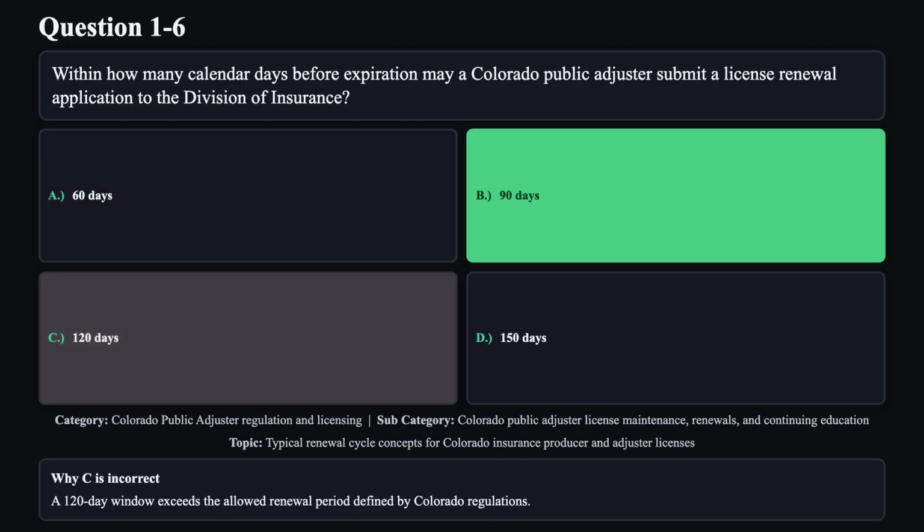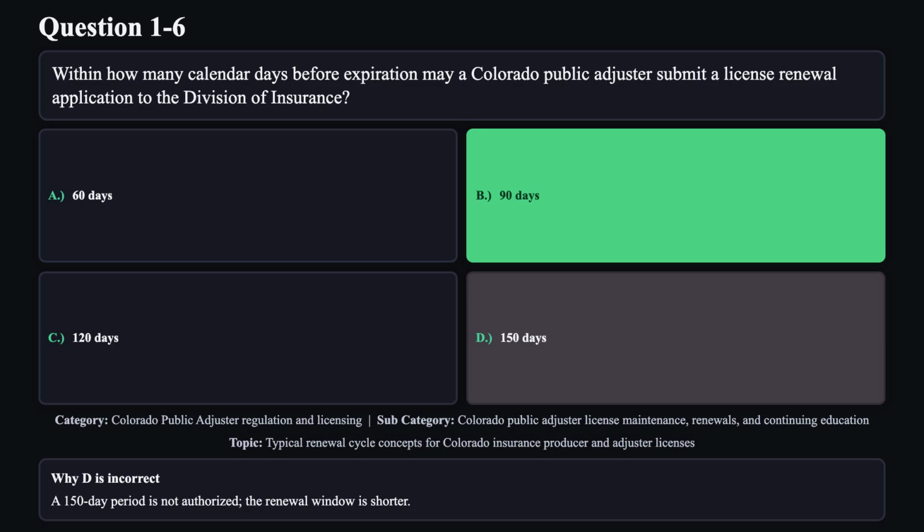Reason C is not correct. A 120-day window exceeds the allowed renewal period defined by Colorado regulations. Reason D is not correct. A 150-day period is not authorized. The renewal window is shorter.